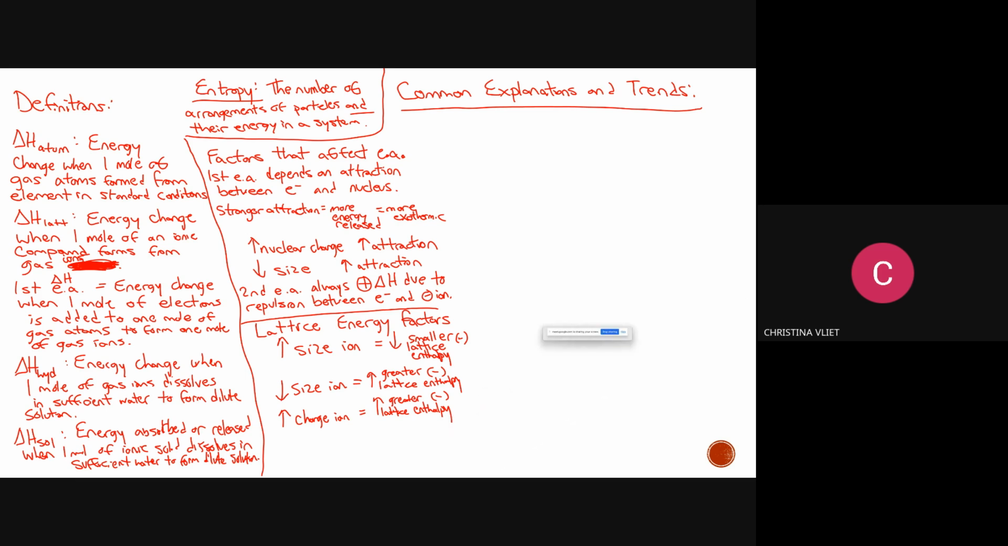The next category, factors that affect enthalpy of hydration. Do I have space here? I have barely any space. Delta H hydration. Factors. Why is it smaller? Smaller negative means closer to 0. Like instead of -1,000, it's -200. Smaller negative means closer to 0, like less energy released. That's why it is a smaller negative.